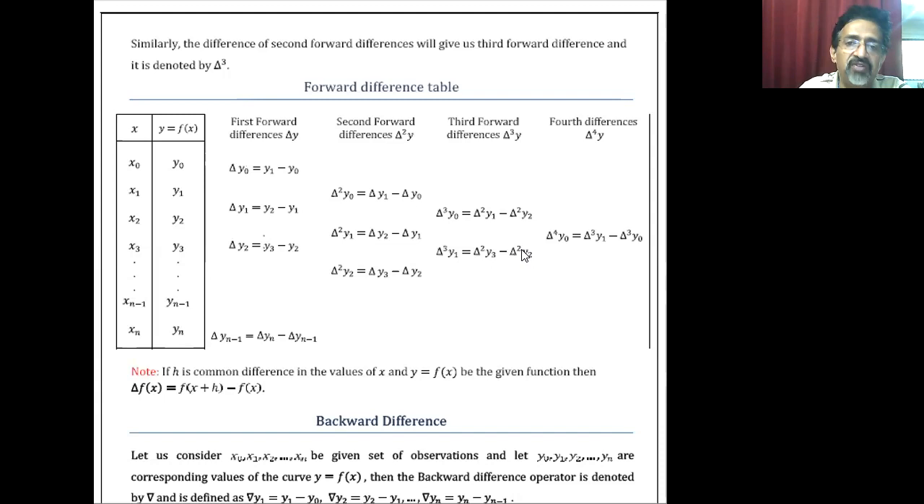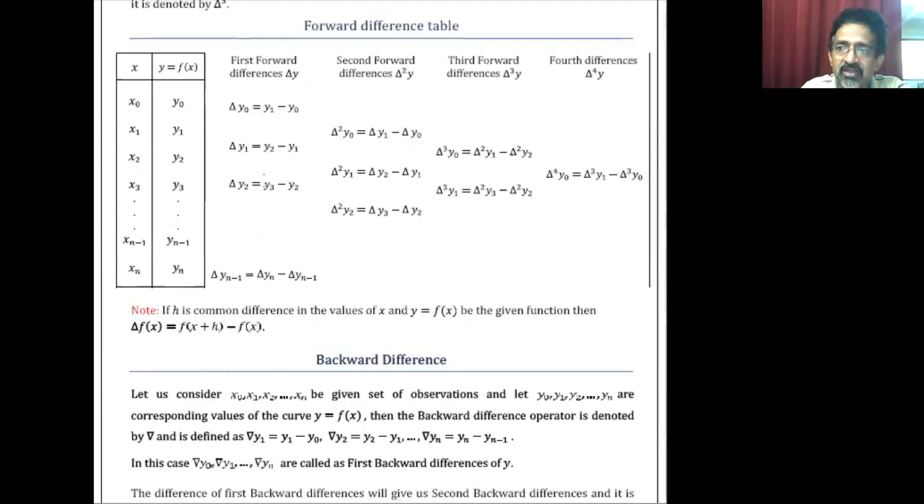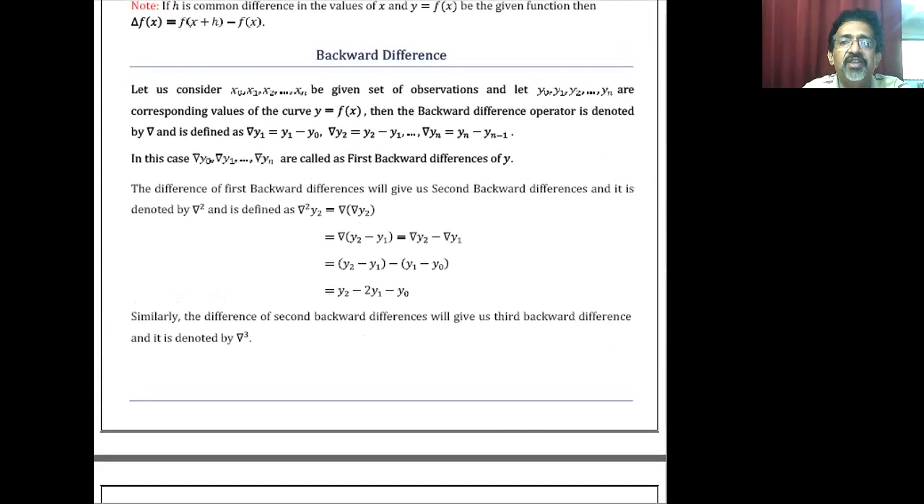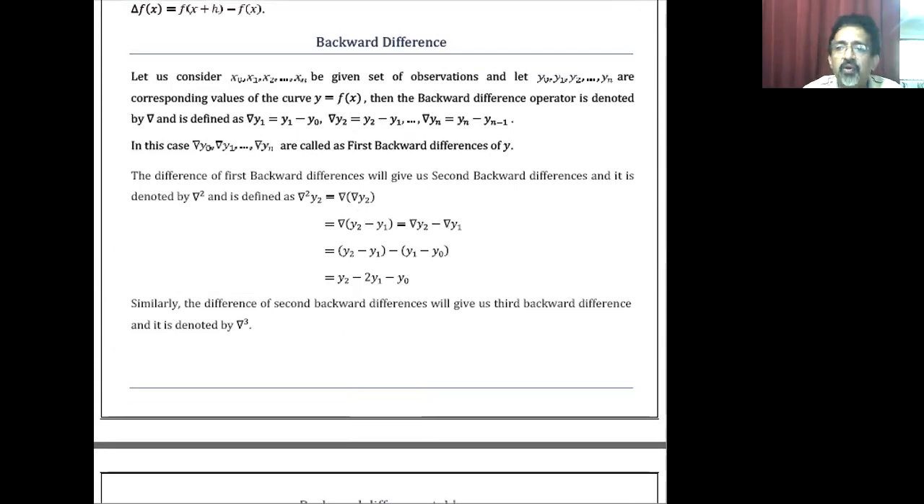How to define forward difference, and how to write the forward difference table. On similar lines, as I told you in my forward difference definition, instead of considering the forward value, if I consider the backward value, for example, the backward value of y0 is not possible, because I start with y0, y1, y2, so on. Suppose I consider y1, the backward, the previous value of y1 is y0.